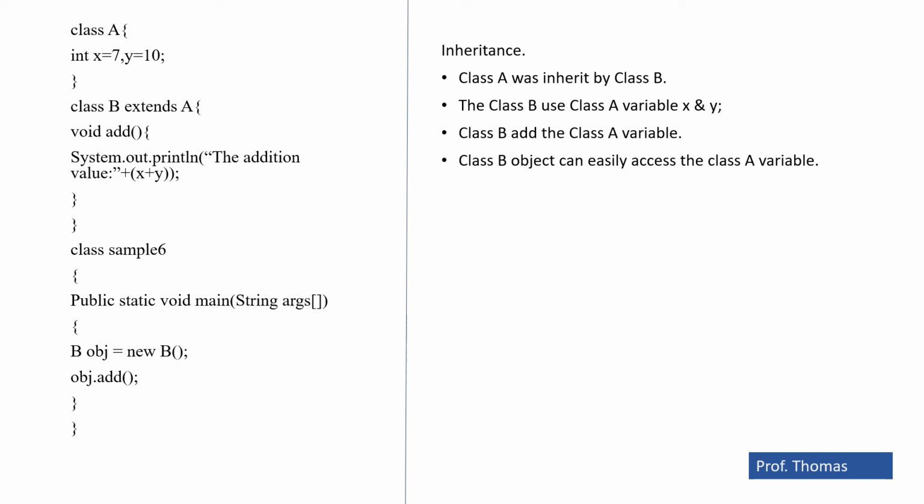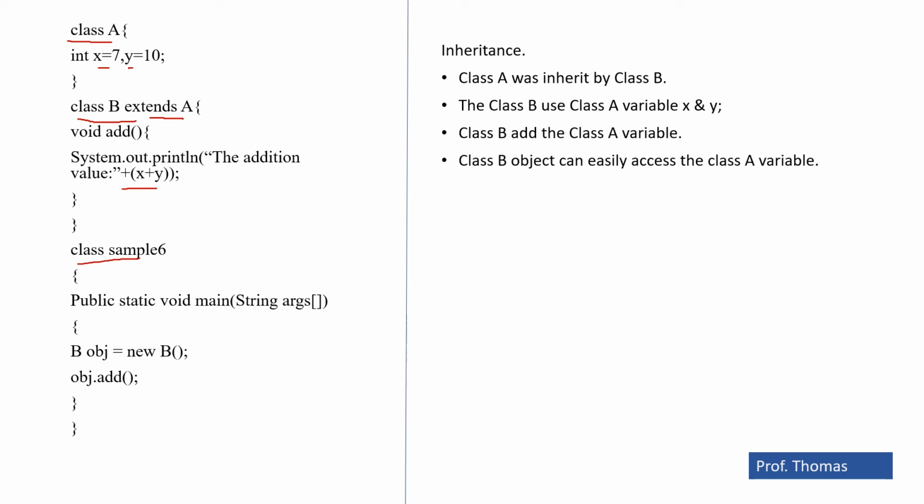Now we can see one more example. In this example, we have two classes A and B. The class A contains two variables x and y. The class B extends A. The class B contains a void add function. We just add x and y. Because class B extends A, it can use the class A variables x and y.